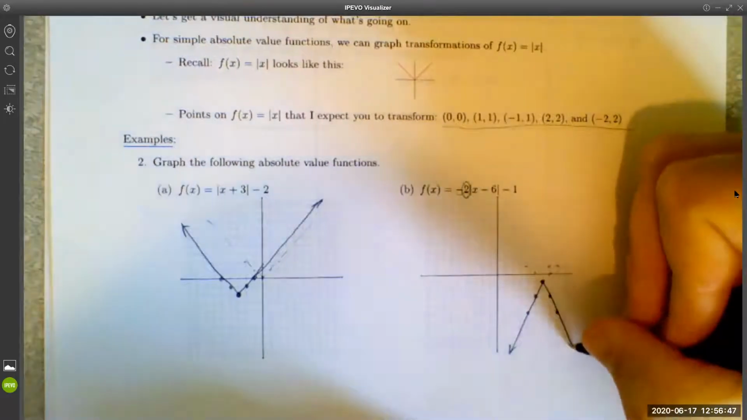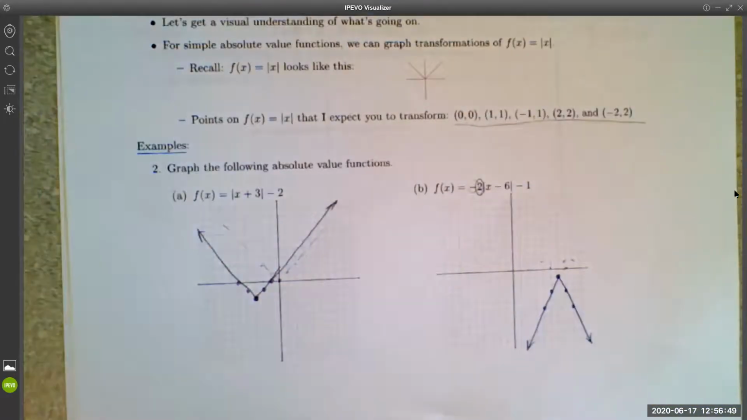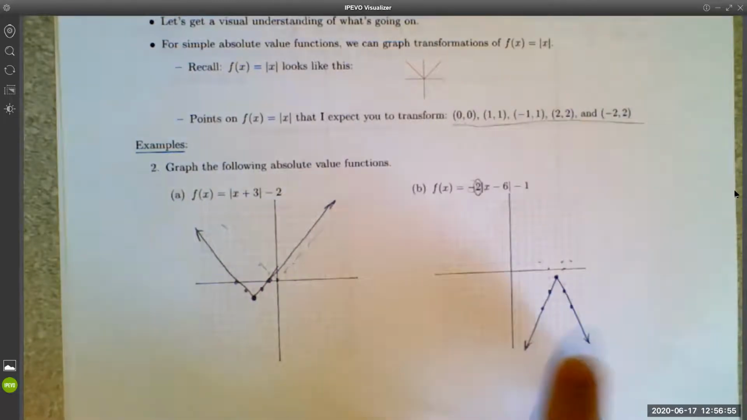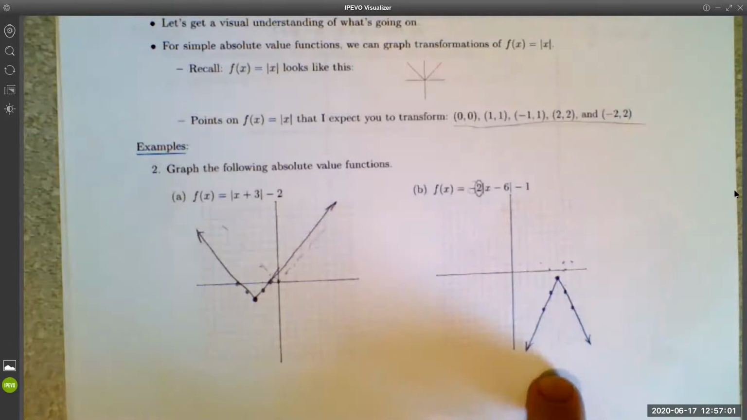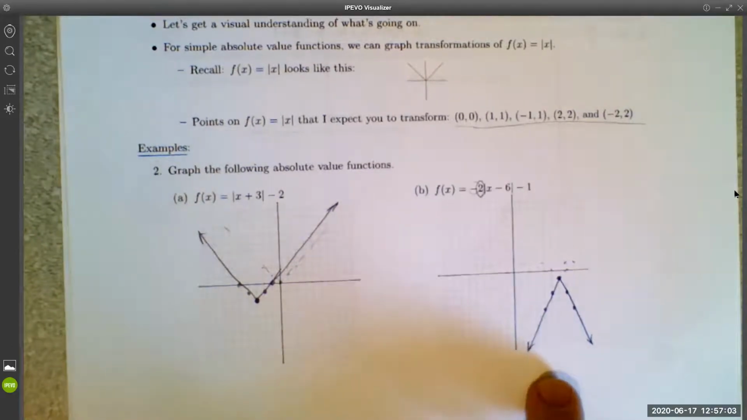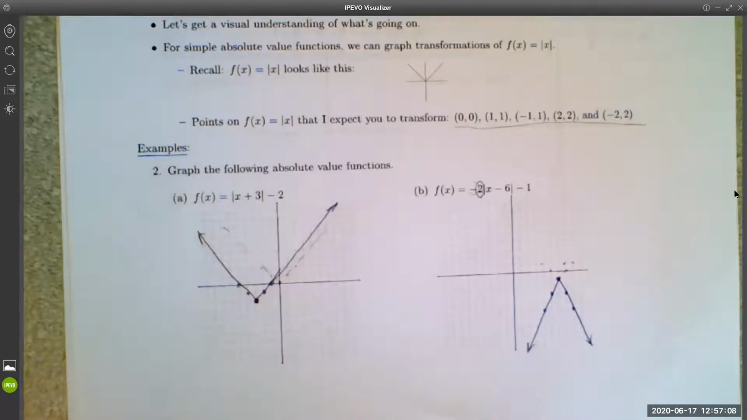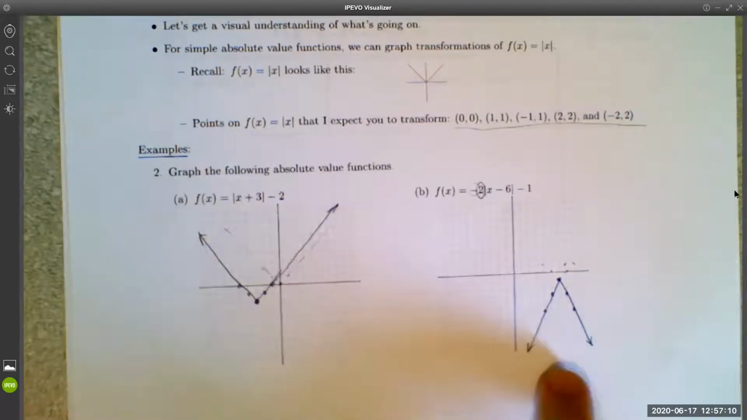To be perfectly honest with you, I don't really care how you do this, as long as you can do it. And you should be able to do this without using a graphing utility, a calculator or Desmos or anything. You should be able to do this on your own. Now, since this is an online course, there's not going to be really any way for me to prevent you from using Desmos to do these kinds of graphs.